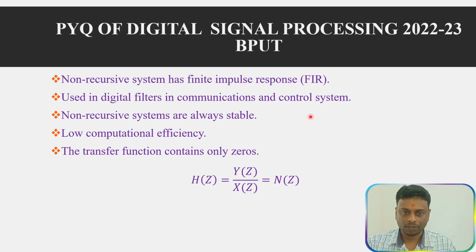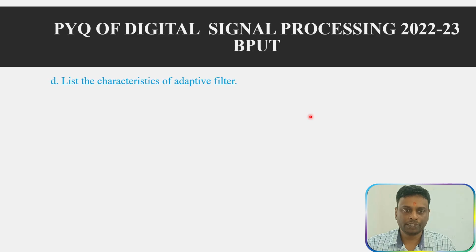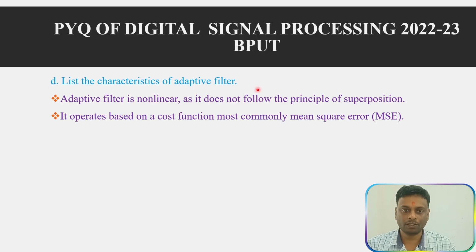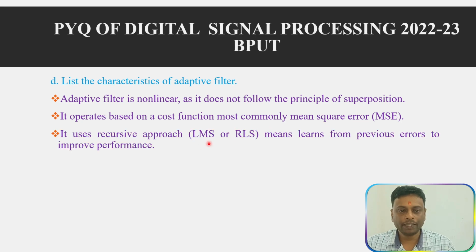So the next one is: list the characteristics of adaptive filters. Adaptive filters are non-linear filters, because any system that does not follow the superposition theorem is non-linear. It is based on a cost function, mainly the mean square error. Similarly, it uses a recursive approach, LMS or RLS. So these are the approaches.